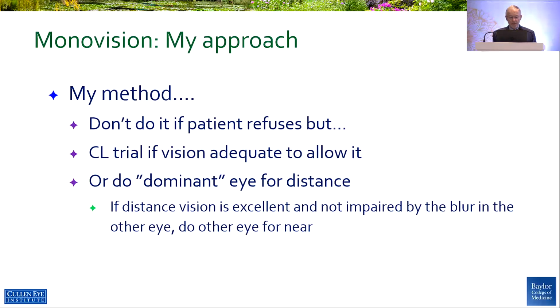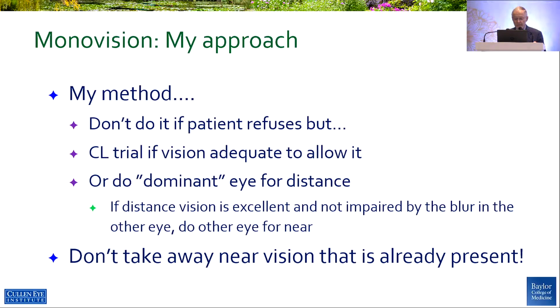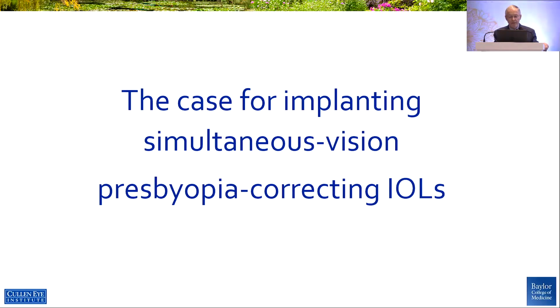If they're undecided, I'll do the dominant eye first for good distance vision, and if that vision is excellent, and if the vision in the other eye does not impair their distance vision, that tells me that their brain can adjust to having two different images, and I will do the other eye for near. And one other important thing is I don't take away near vision that's already present, and if someone's a lifelong myope, I often will make them bilaterally myopic to retain that near vision that they are so comfortable with for all their near tasks.